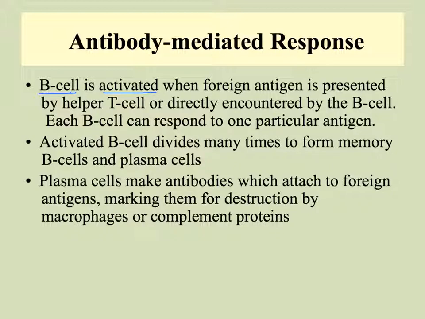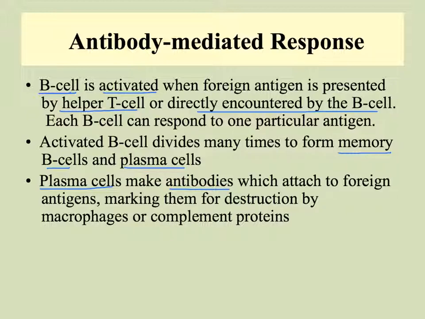So a foreign antigen is presented to the B cell either by a helper T cell, most often by a helper T cell, but it also can be directly encountered by the B cell. In some cases, the B cell can respond to the antigen directly. The activated B cell then divides many times to form memory B cells again and plasma cells. And plasma cells are the ones that actually make the antibodies.